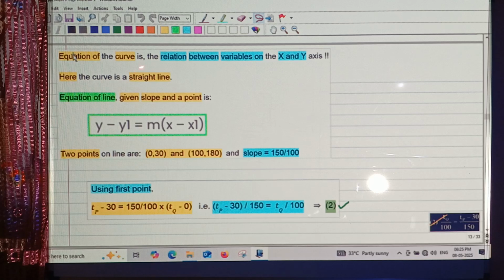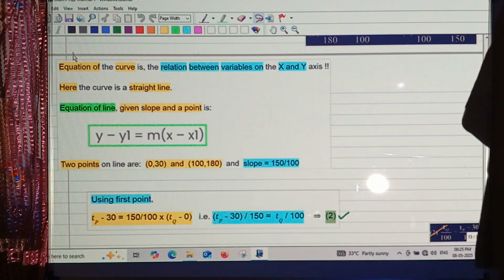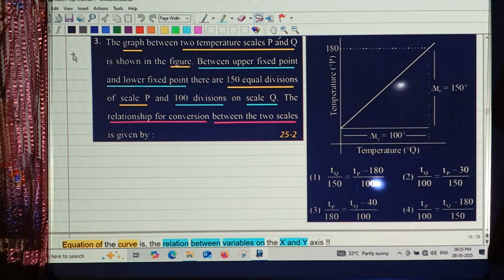The equation of a curve between two variables x and y is the relation between the two variables. Here is the straight line. The equation of this line, given the slope at a point, is y minus y1 equal to m into x minus x1. This is a result from analytical geometry. The 2 points here: the lower fixed point is 0, 30 and the upper fixed point is 100, 180. That's from the graph that's given in the question. This is the lower fixed point.